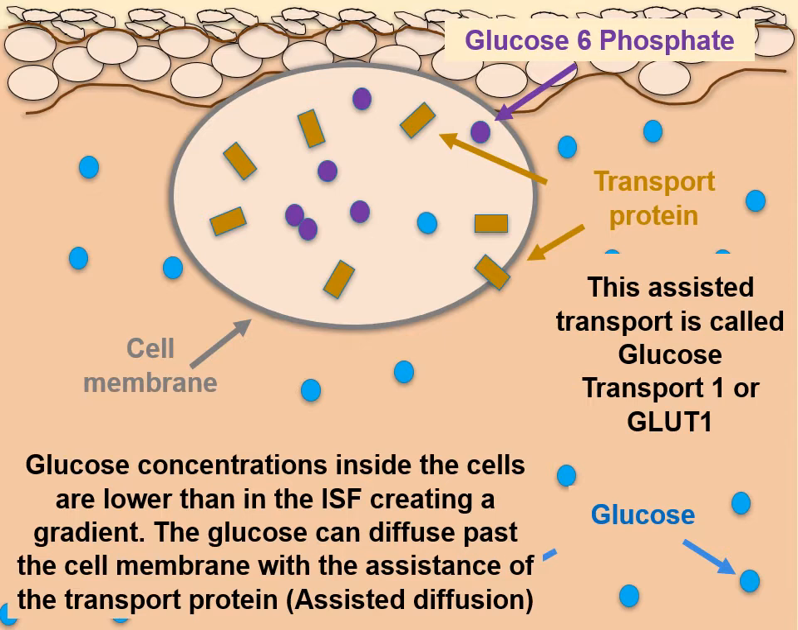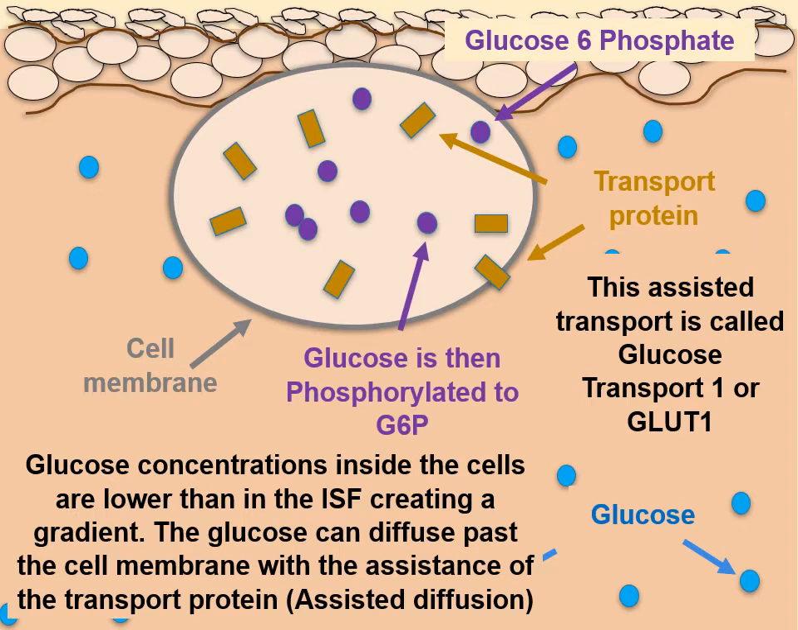Once it goes through the transport protein, it can go into the cell. That process is called the GLUT1 process. And once inside the cell, it again will be converted to glucose 6-phosphate, very quickly. So the concentration of glucose in the cells is always low because it's converted to glucose 6-phosphate.